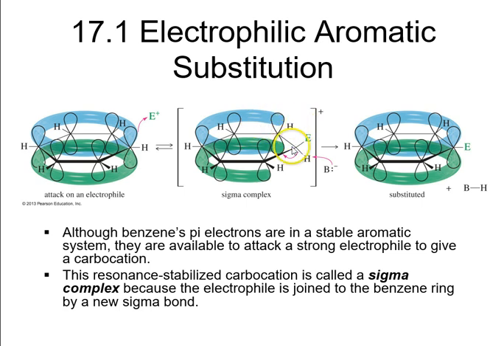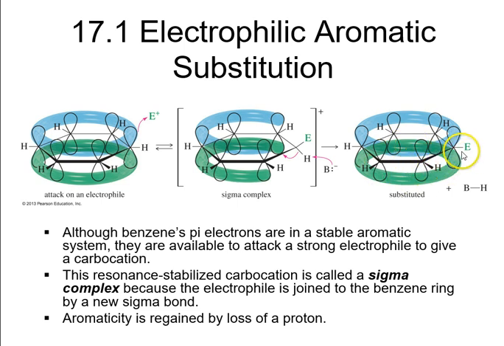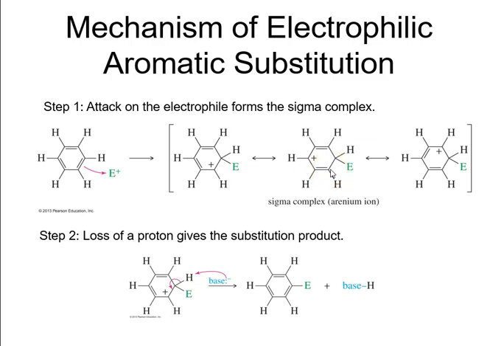So again, you have your plus charge in here, and we're going to see all the resonance structures, but the plus charge is resonance stabilized. And then eventually aromaticity is regained by the loss of that proton. That's why it's a substitution. You're substituting this hydrogen for an electrophile. You're not adding to it. It's not an addition. An addition implies you stop basically at this molecule, but we don't. We reform the aromatic compound.